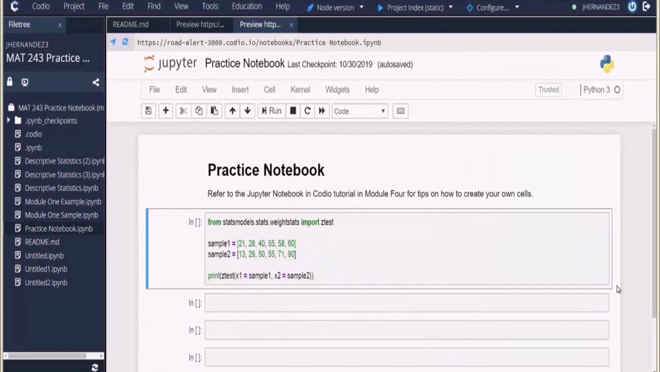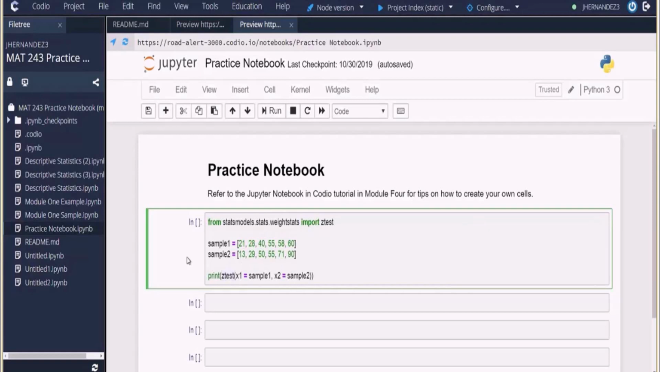In Python, we can perform the same hypothesis test, the z-test, and the way we do that is we define our two samples. So here are two samples that are given to us, and we can use the z-test method from the statsmodels.stats.weightstats submodule. The inputs to the z-test method are x1, which is the sample data for the first sample, and x2, which is the sample data for the second sample.